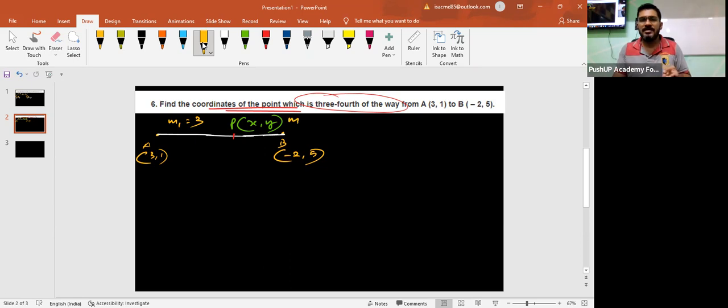So it's quite obvious. The remaining portion M2 will be what? 1 unit, because the total should be what? 3 plus 1, 4. Isn't it? So the first part is 3 units and the remaining portion is 1 unit. Okay, let's assume the coordinates of A as x1, y1 and the coordinates of B as x2, y2.